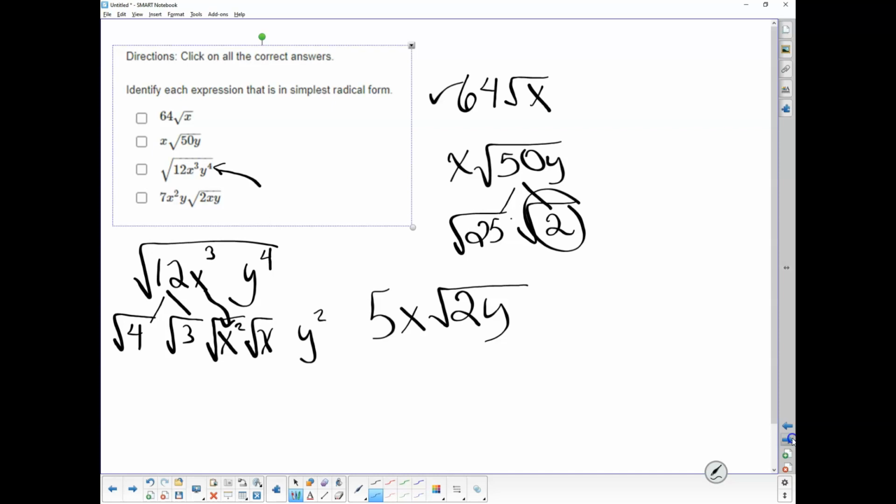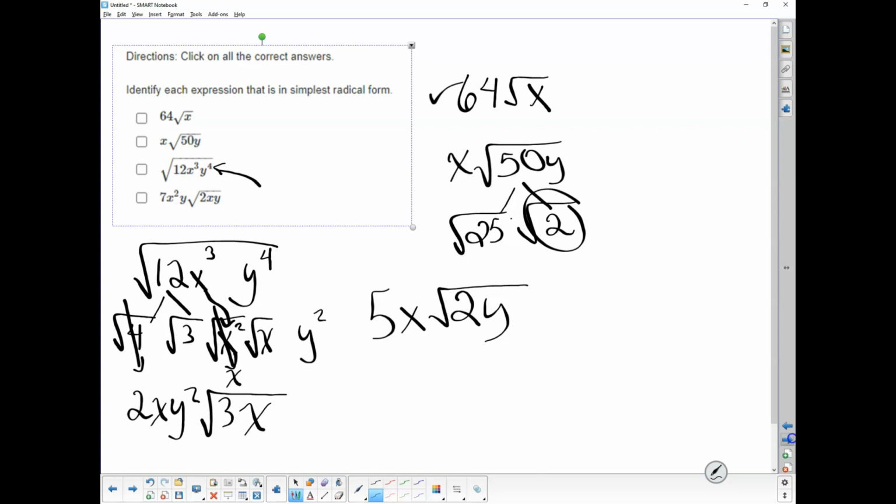So this one is definitely not simplified. It's not in its simplest radical form. So we're just figuring out what it is for good practice. So square root of 4 is 2. Okay. Square root of x squared is x. And then I know that I have that y squared. And all of that times square root of 3x. That would be in its simplest form.